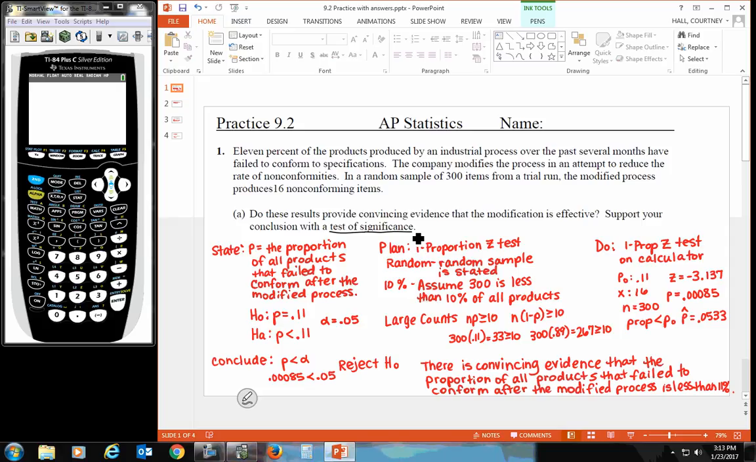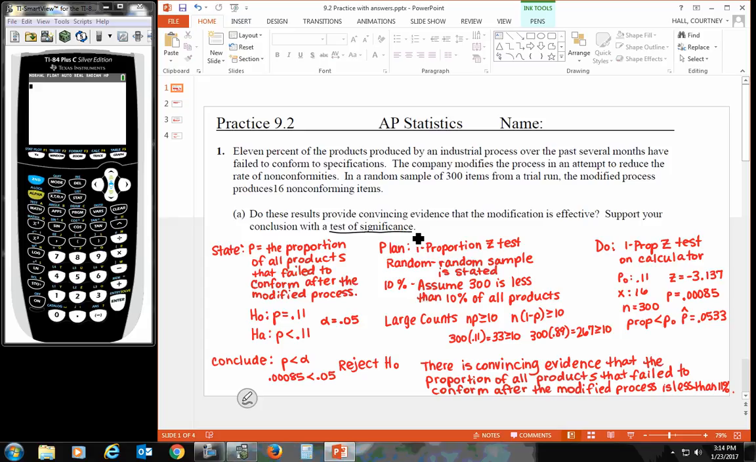using. So we do have proportions. We're going to do p is equal to the proportion of all products that fail to conform after the modified process. So we want to be very specific. We're looking at all of the products, which ones are non-conforming even after they started this new process.